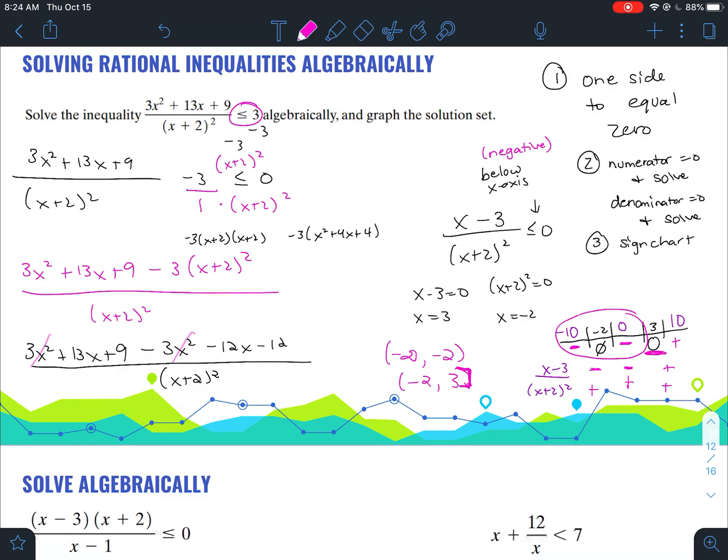And that's how we can solve them algebraically. So make sure that one side's equal to 0. Then for rationals, you set the numerator equal to 0 and the denominator equal to 0, and then you make a sign chart.